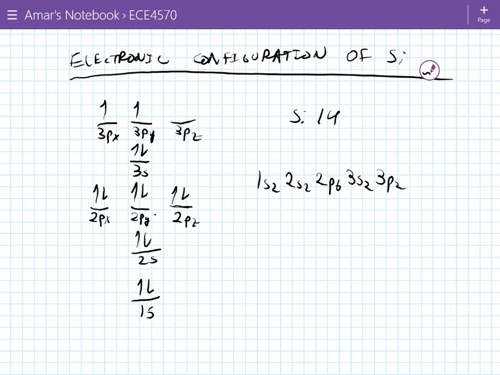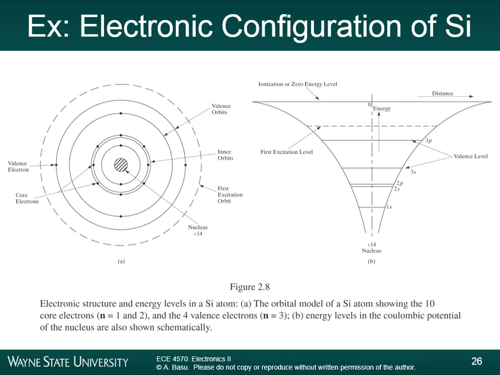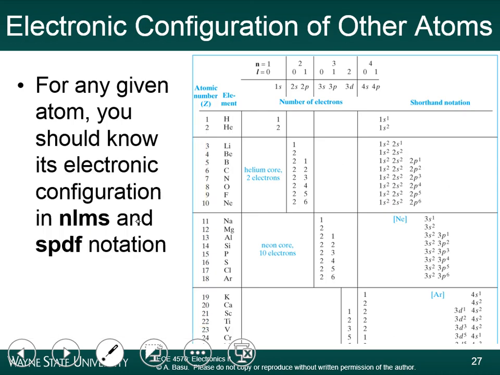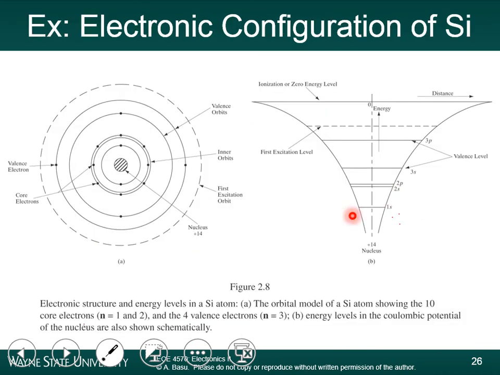Let's see here. If we look at a diagram for the electronic configuration that you see here on the right, you'll see that we have the 1s state over here, and then we have the 2s state. Notice that there's a large amount of energy difference here. The difference in energy between 2s and 2p is relatively small. And then there's a big jump to the 3s and another big jump to the 3p.